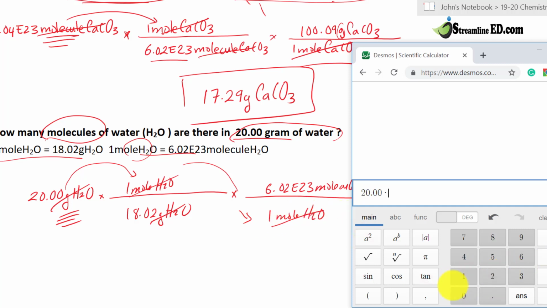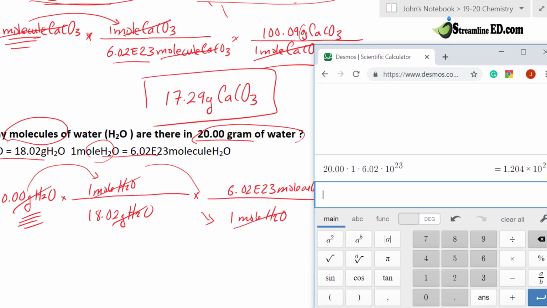So we have 20.00 times 1 times 6.02. And remember this E right here, that's times 10 to the power of something, times 10 to the power of what? 23. So now, how do we move this out to make it lowercase again? By just clicking somewhere out here on that space. Then we have our answer on top, right? So press enter, and that is our answer.